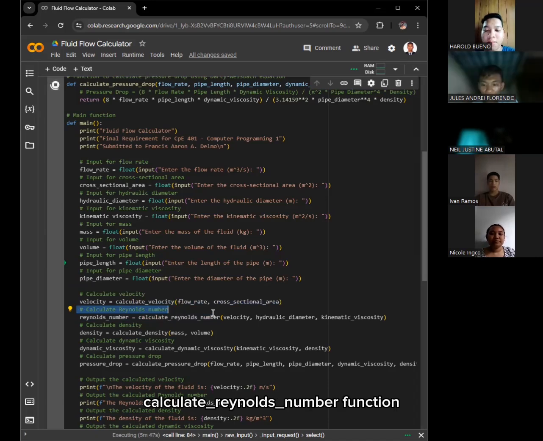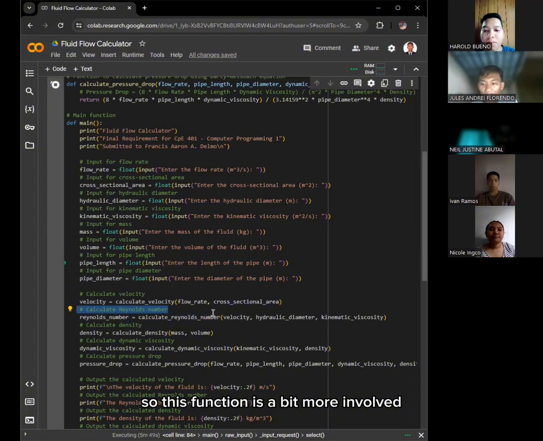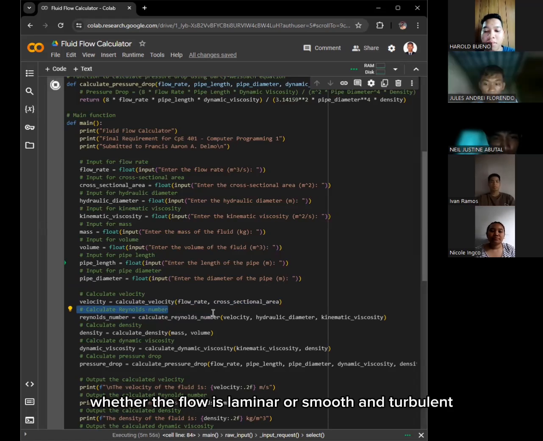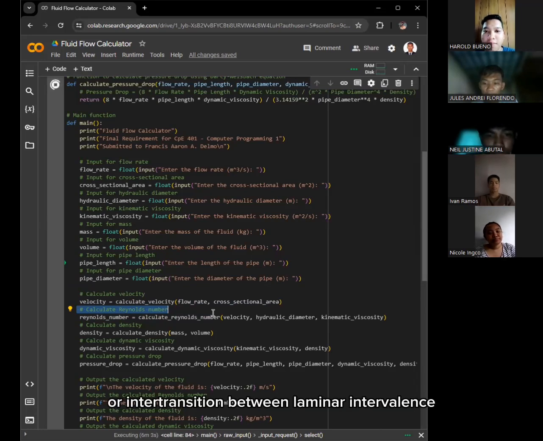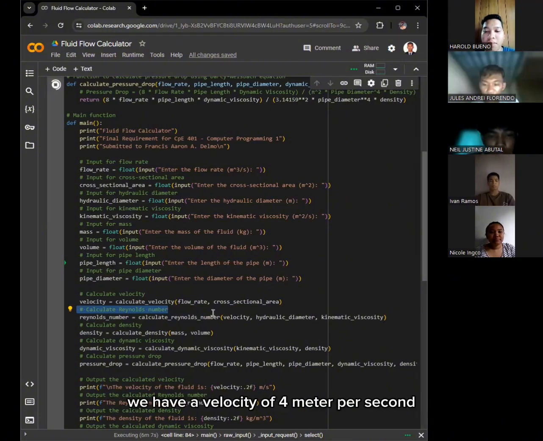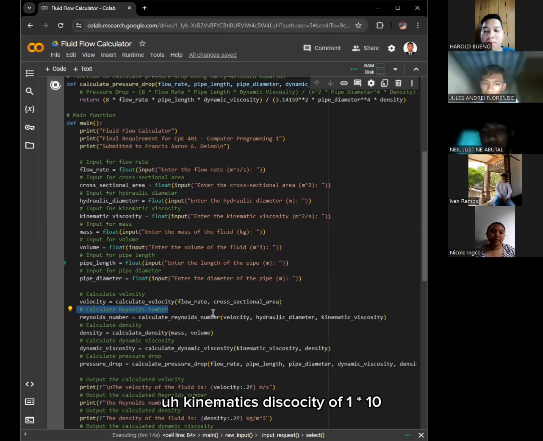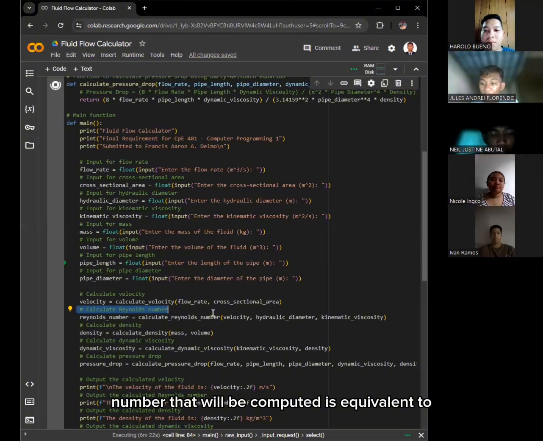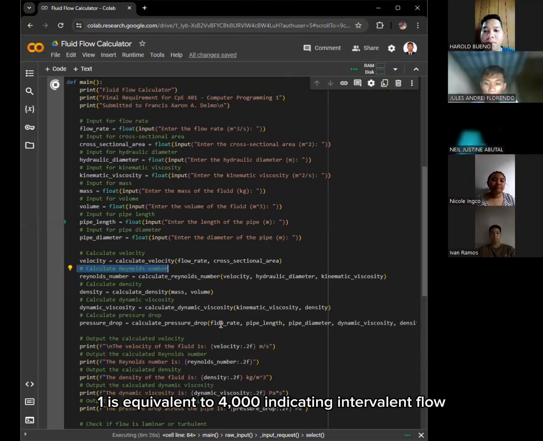Next function is the calculate Reynolds number function. This function is a bit more involved. It uses the velocity, the hydraulic diameter, and kinematic viscosity to determine whether the flow is laminar, or smooth, and turbulent, or chaotic, or somewhere in between, in the transition between laminar and turbulent. Say for instance, we have a velocity of 4 meters per second, a hydraulic diameter of 0.1 meter, and a kinematic viscosity of 1 times 10 raised to the negative 6 meter squared per second. The Reynolds number computed is 400,000, indicating a turbulent flow.